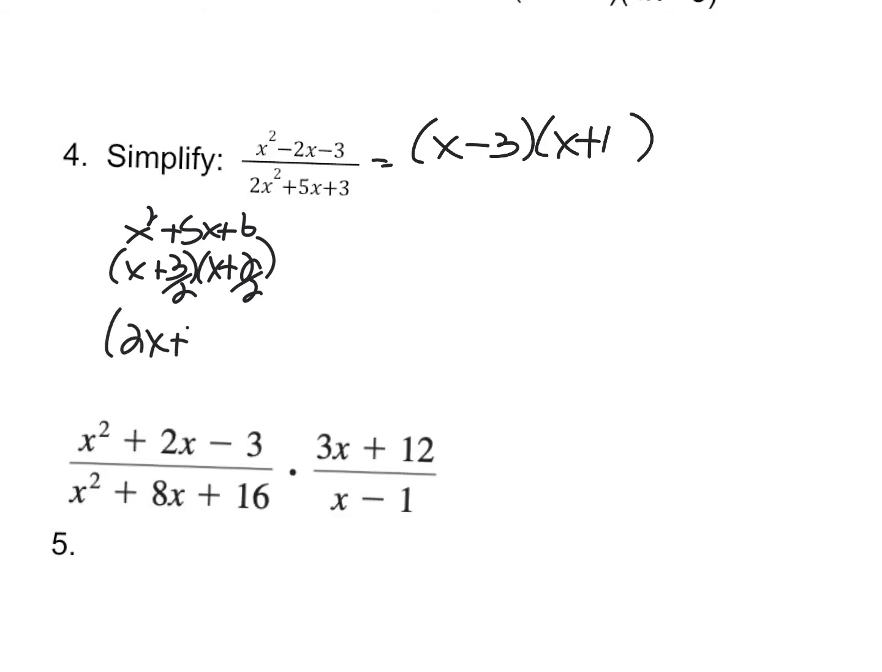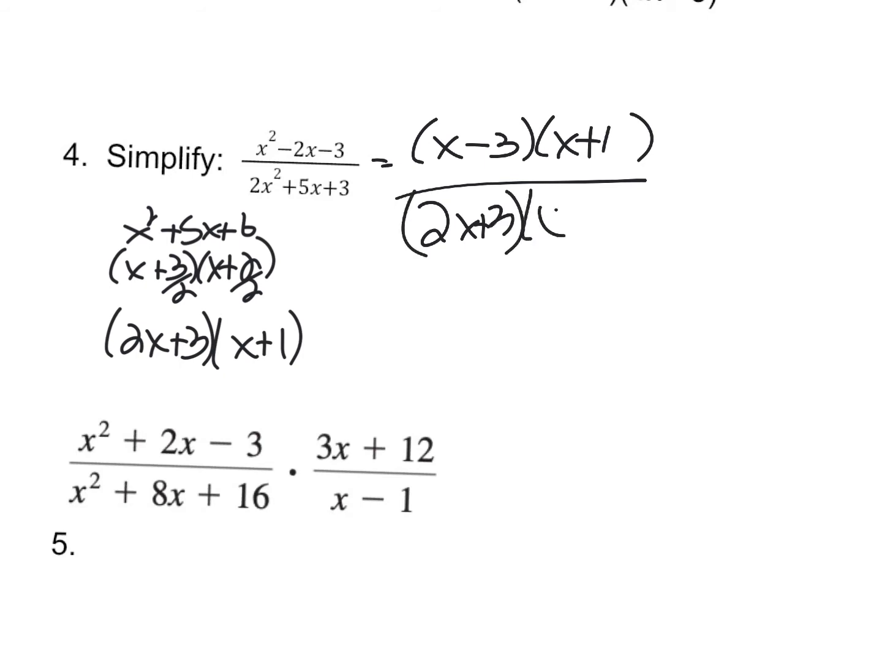So I'm going to put the 2 in front of the x there. 2 divided by 2 I know is 1, so I just actually divide that. So my denominator is going to be 2x + 3, and also x + 1. And because I have x + 1 in my numerator and denominator, they cancel. So my final outcome, x - 3 over 2x + 3. That's all you got to do on that one.